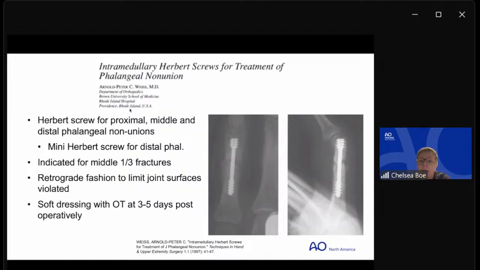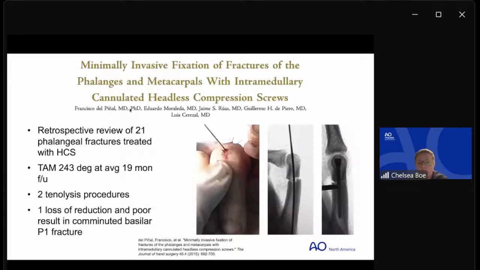He reported a high success in achieving union in that setting. Of course, we all know Del Pinal published his series of 21 phalangeal fractures treated with intramedullary headless compression screws in 2015, which really has sparked this robust interest and widespread adoption of this technique. He advocated for the expeditious, soft tissue-friendly treatment with this load-sharing intramedullary device that allows for early range of motion. His early results demonstrated a promising alternative to plates, screws, and K-wires for these fractures that are quite common and can be fraught with complications.